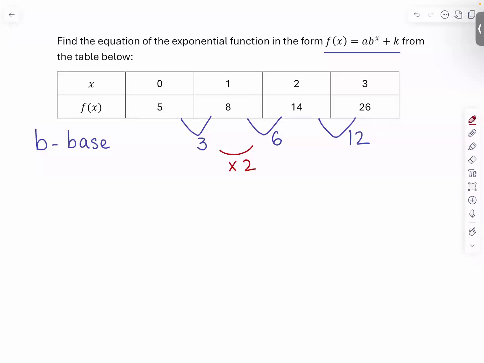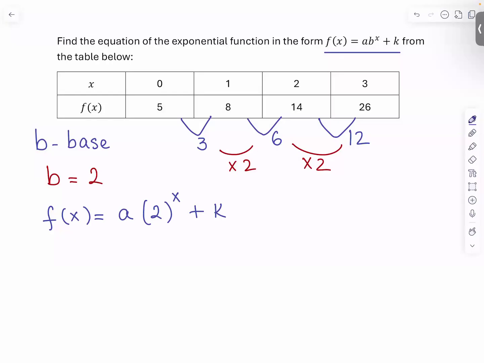So here 3 times 2 is 6. 6 times 2 is 12. So now we found our base. Our base is equal to 2. So we have some idea how the function will look like: a times 2 to the power of x plus k.